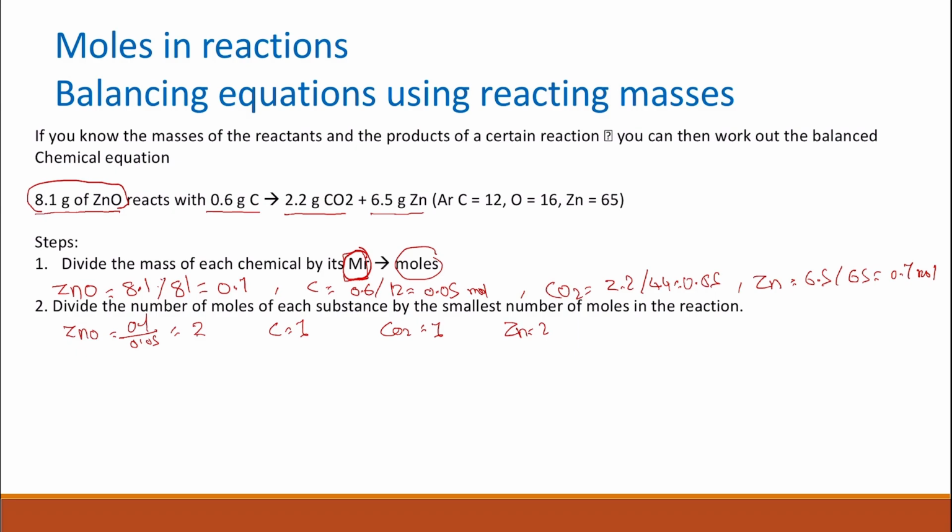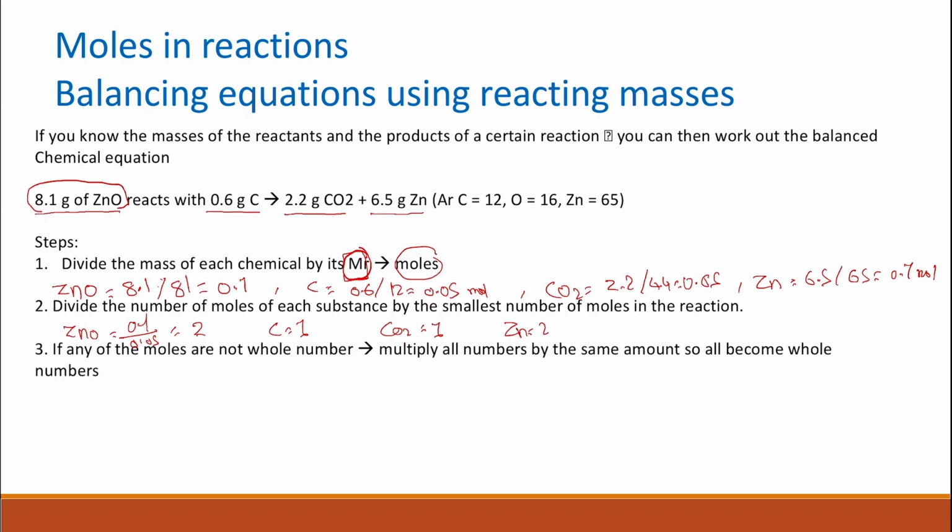Sometimes when you do this step, the number of moles we get here is not a whole number. If it's not a whole number, then you need to multiply all the numbers by the same amount so they all become whole numbers. So the main idea is to have all the numbers as whole numbers. Don't work out with numbers which are not whole numbers.